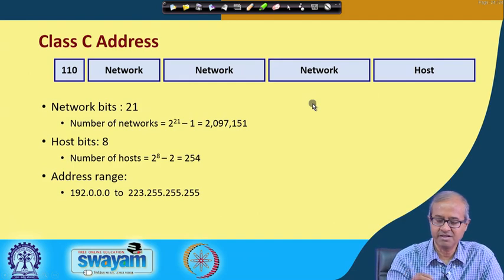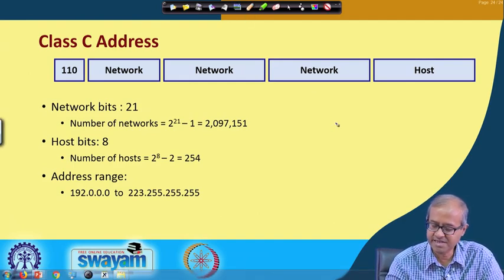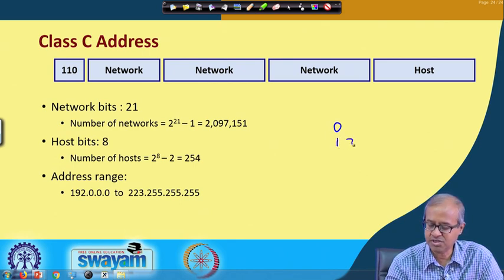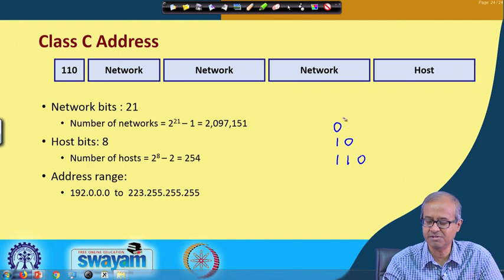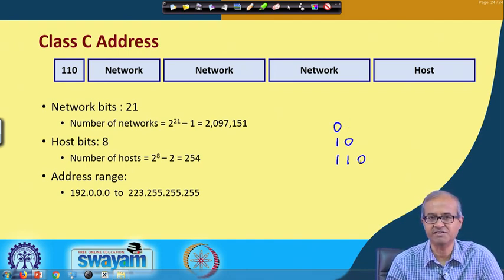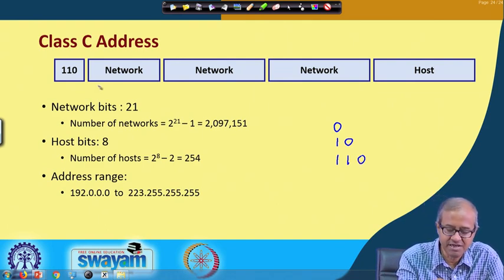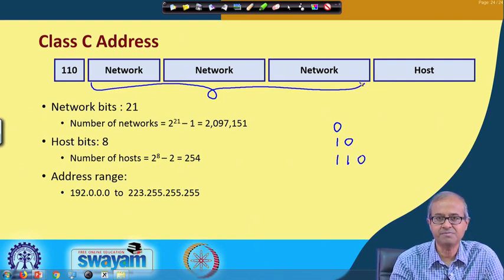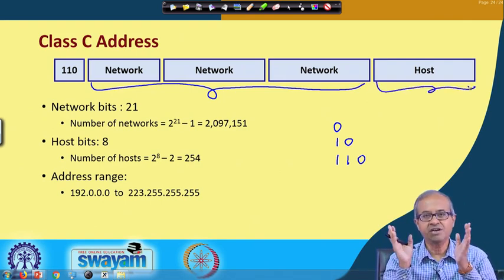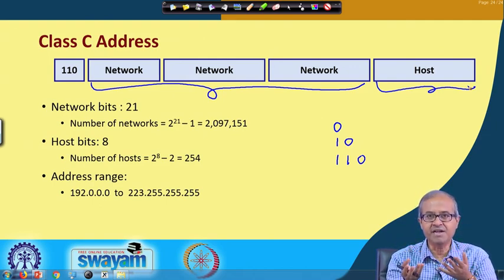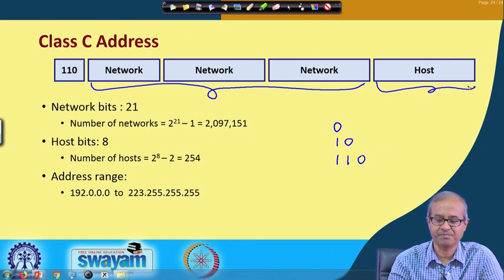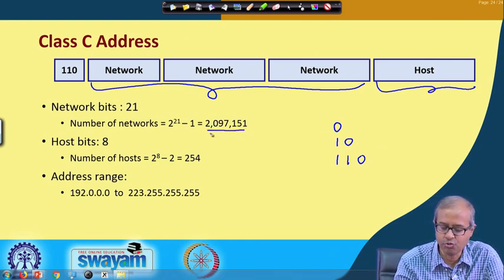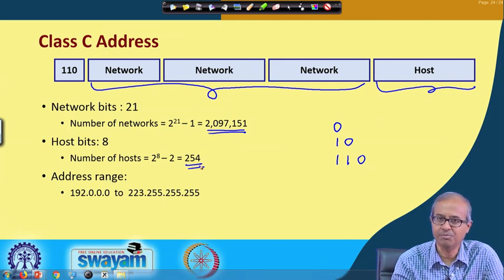Similarly, let us look at class C. For class C, again, anything starting with 0 is class A, starting with 10 is class B, starting with 110 is class C. So, you see there is some kind of uniqueness, just by looking at the first few bits, you will be able to identify which address class it is. Now, in class C, there are 21 bits you are using for networks and only 8 bits for the host. That means networks where relatively fewer computers are there. For such cases, class C is most suitable. With 21 bits, you can have about 2 million networks, and with 8 bits in the host, you can have 254 computers or hosts per network.